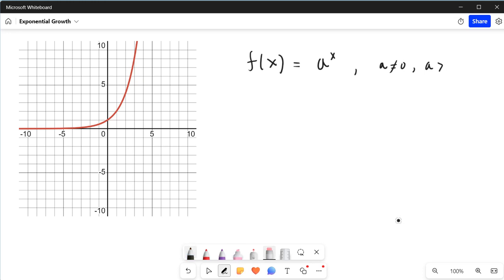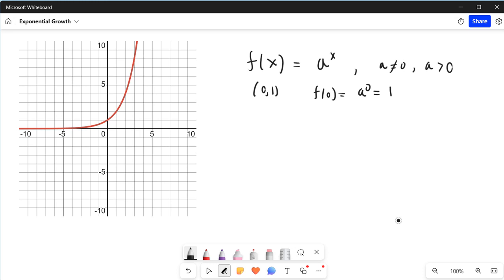Okay, because what if you have like a half? That'll work, actually. So we have this function right here, and usually the key point that it passes through is, for example, 0, 1. And you can kind of see that, if you plug in 0 into that function, you have a to the 0, and what would that be? That would be 1. So we know that it passes through 0, 1 in either case. So this point right here, that's actually 0, 1.